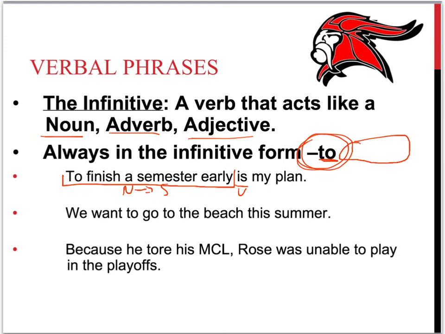Next, we want to go to the beach this summer. Here we have the tricky to go, the infinitive form with just the preposition. So we want, what do you want? To go to the beach this summer. So that whole thing is your infinitive phrase. And again, what's it functioning like? Well, it's a noun because it is the direct object.